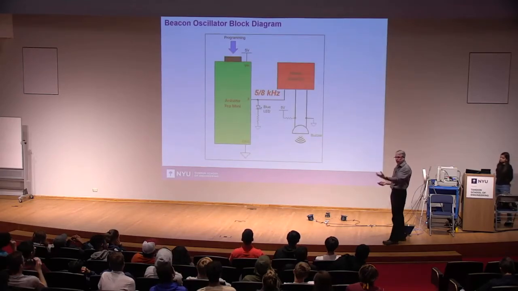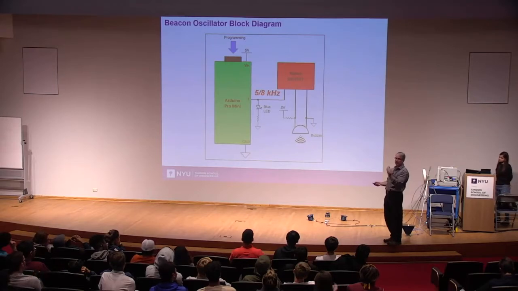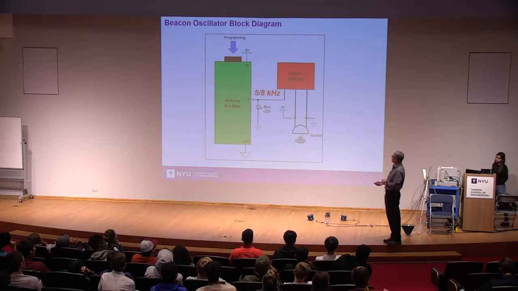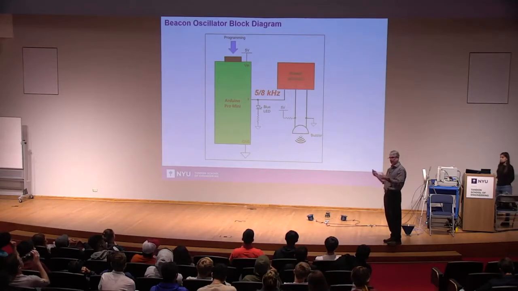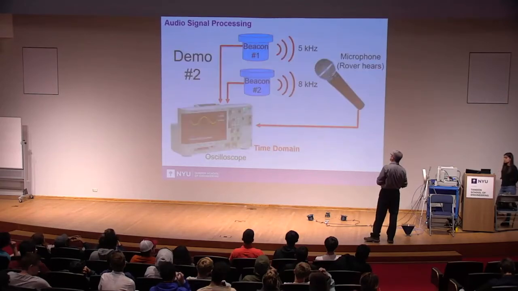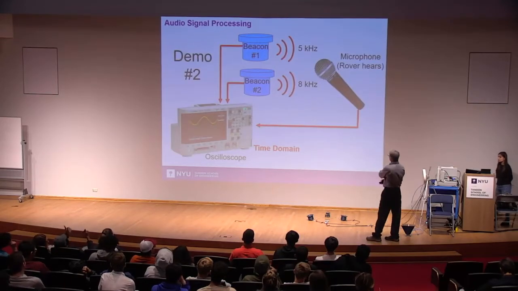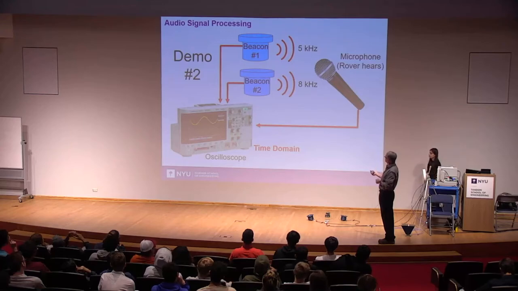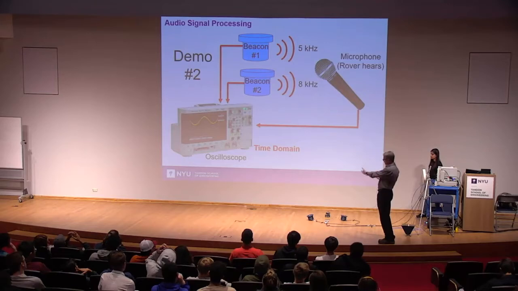Now the beacons themselves are just oscillators with a small speaker, beeping out at either 5 kilohertz or 8 kilohertz. That is what is used to identify which of the two beacons. So for this demo, as long as we can get our equipment screen back on, the two beacons are going to flash. One's going to flash 5 kilohertz, one's going to flash 8. We have a microphone here, and we're going to put all of this into an instrument that measures amplitude as a function of time. And we're going to see the robot do its thing.